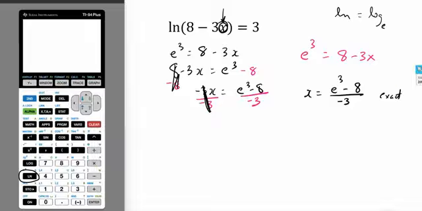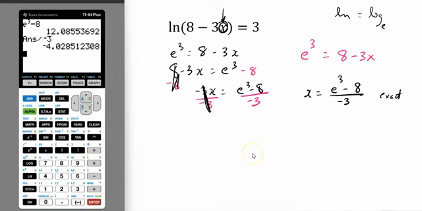Now, more often than not, you're asked to give an approximation. So if I were to say approximate this to 4 places, then what I'm going to do is I want e cubed. So let me get rid of that. The numerator is e cubed, so I'm going to press the second button and the ln button, and that'll give me e to the power of, so 3, and then -8, and I'm going to press enter. That is my numerator, and then I'm going to have divided by -3.